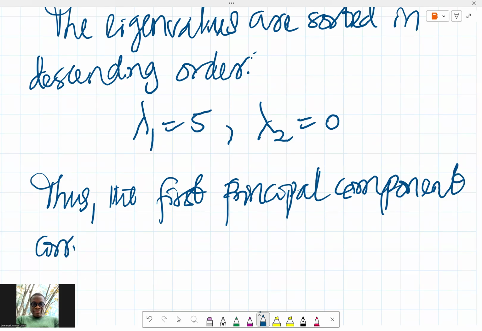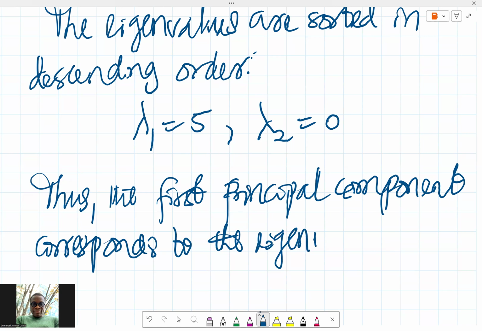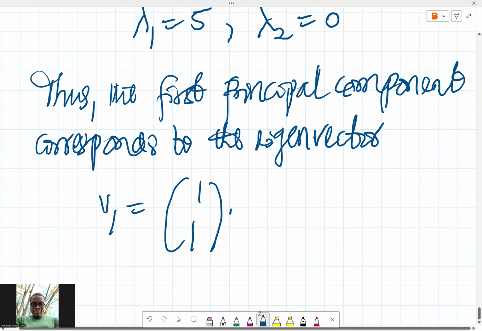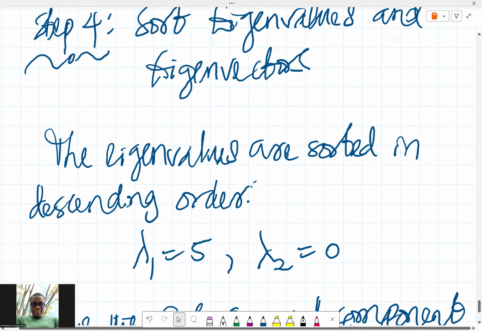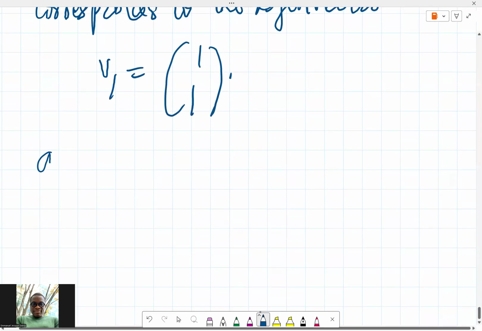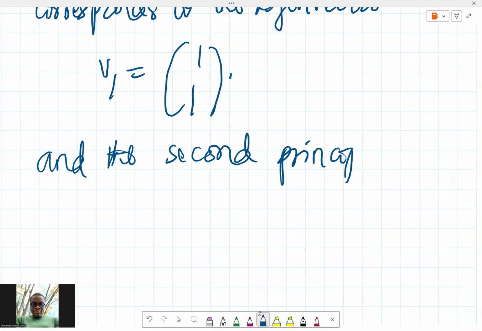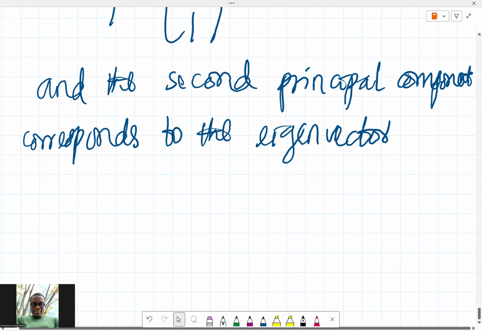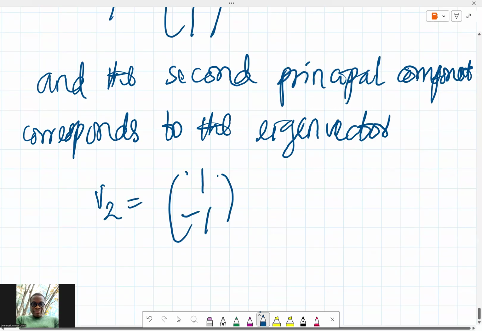Thus, the first principal component corresponds to the eigenvector v1, which will be equal to 1, 1. That's what corresponds to 5. That's the eigenpair for 5, 1, 1. And the second principal component corresponds to the eigenvector v2, which is equal to 1, minus 1. Those are the only two we have.